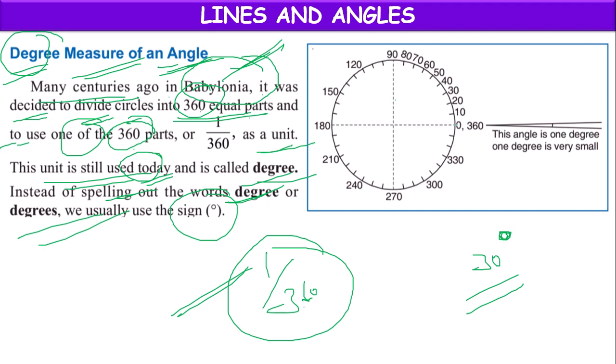Suppose here 0, this 10th part, 20th part, 30th part, 40th part, 50th part, 60, 70, 80, 90. Up to here 90 parts, 90 degrees. So this part also will be equal to 90 parts, so this will be 180. This part also again will be equal to 90. 180 plus 90, 270. 270 plus 90, 360. Coincides with 0.